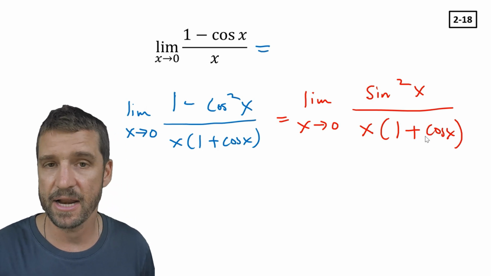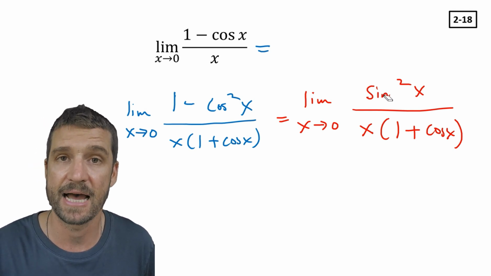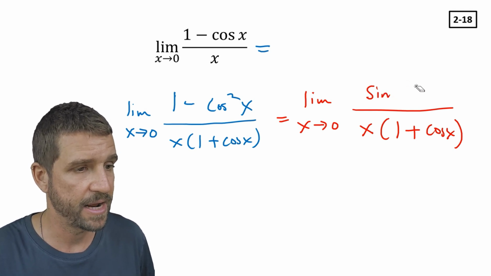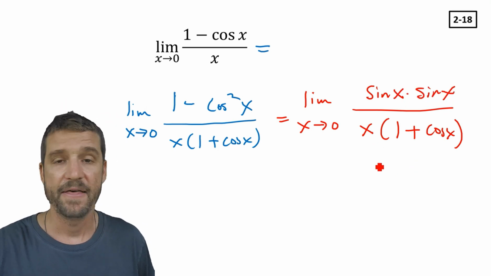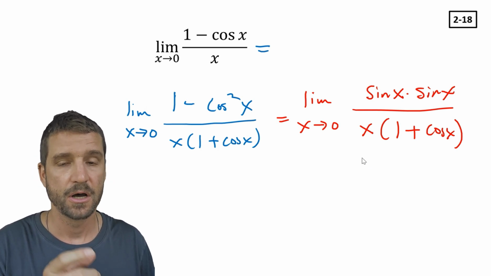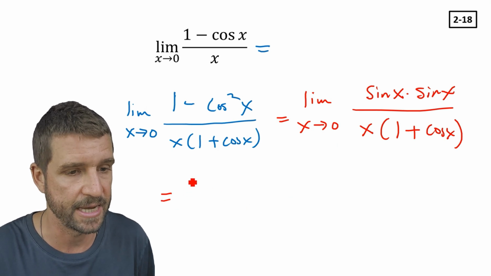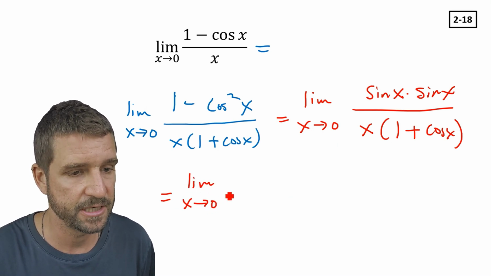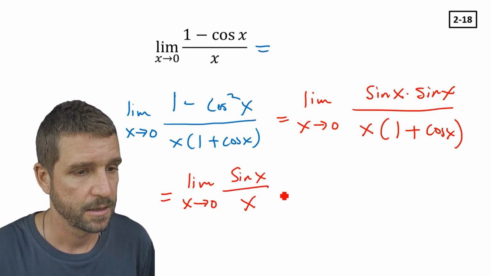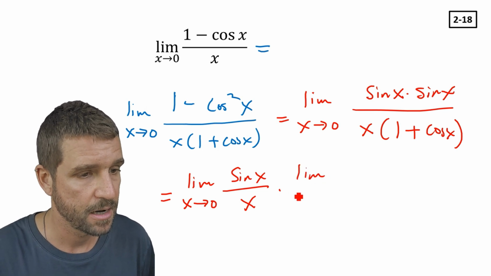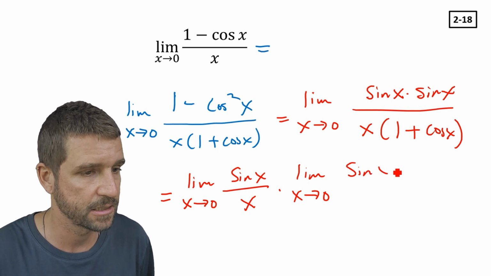And here is where you're going to have another little trick, all right? Instead of sine squared x, I'm going to rewrite this as sine x times sine x. And then I'm going to use some properties of limits like I just taught you, and I'm going to rewrite this like this. The limit as x approaches 0 of sine x over x times the limit as x approaches 0 of the rest, sine x over 1 plus cosine x.